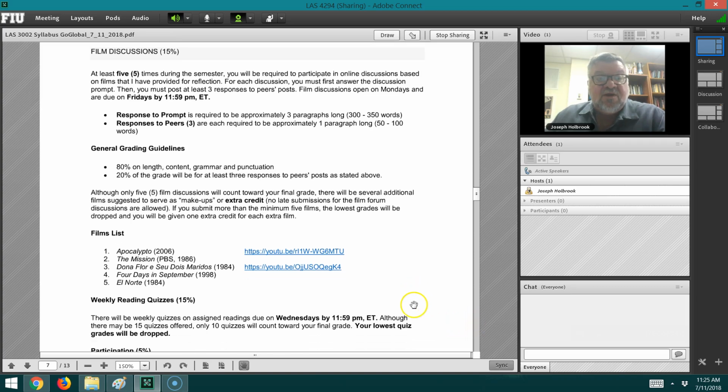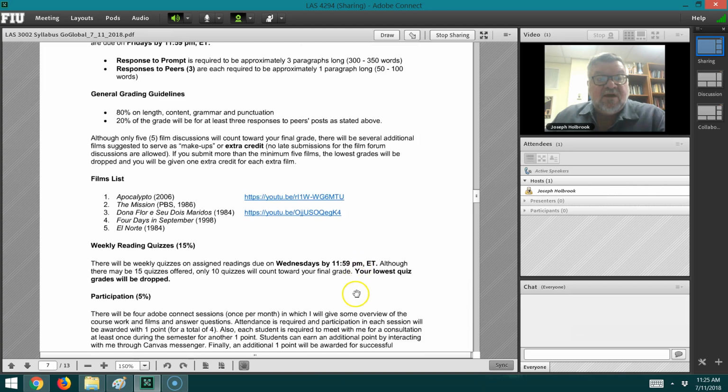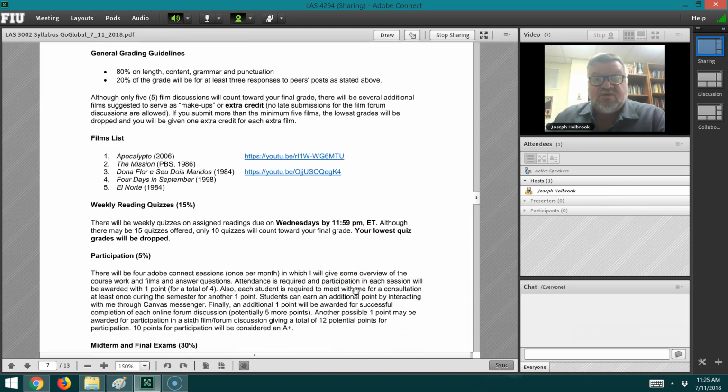We're also going to be looking at 5 films. I'll be offering at least 6. One of them will serve as either a makeup or an extra credit film. But 5 required films. Apocalypto, director Mel Gibson, which gives a view of Amerindian life before the arrival of the Europeans. The Mission, with Robert De Niro, which shows Jesuit missionaries trying to protect the Guarani Indians from encroaching Portuguese slave traders.